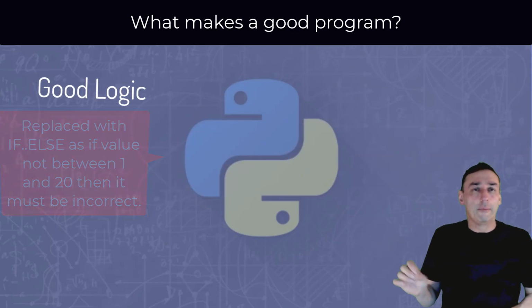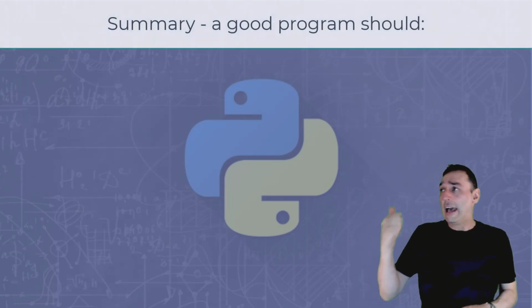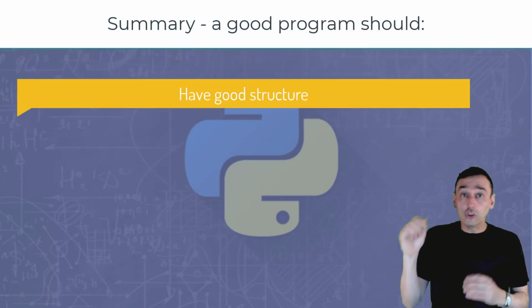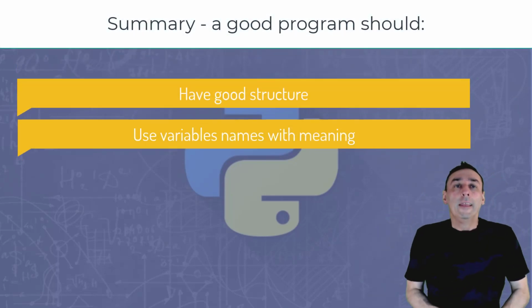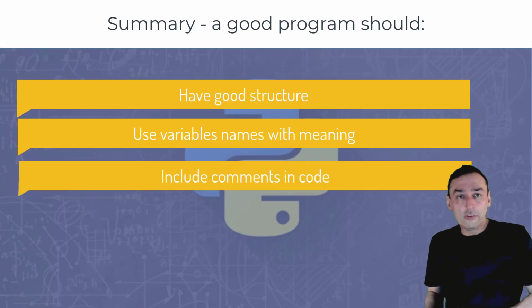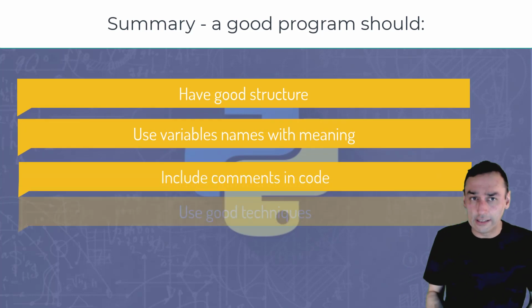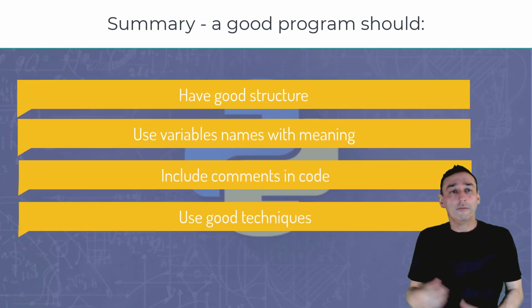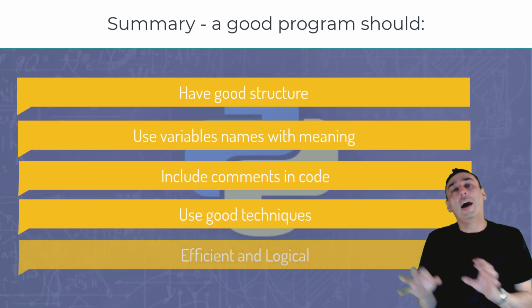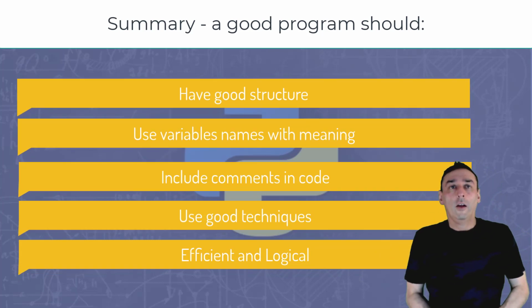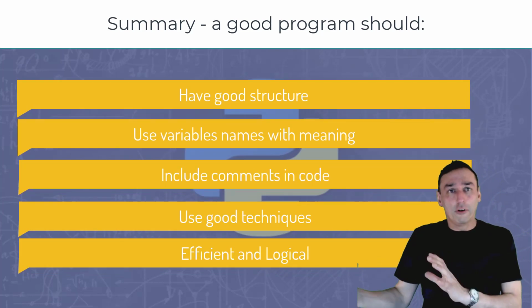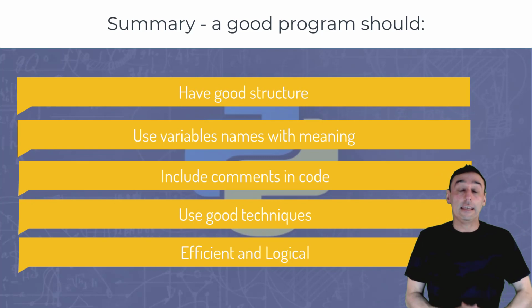So a good program should have good structure, should have good variable names with meaning, should include lots of comments to help debug the code afterwards, should use good techniques, and finally should be efficient and logical. Hopefully when you tackle a problem, you have all these things in mind.